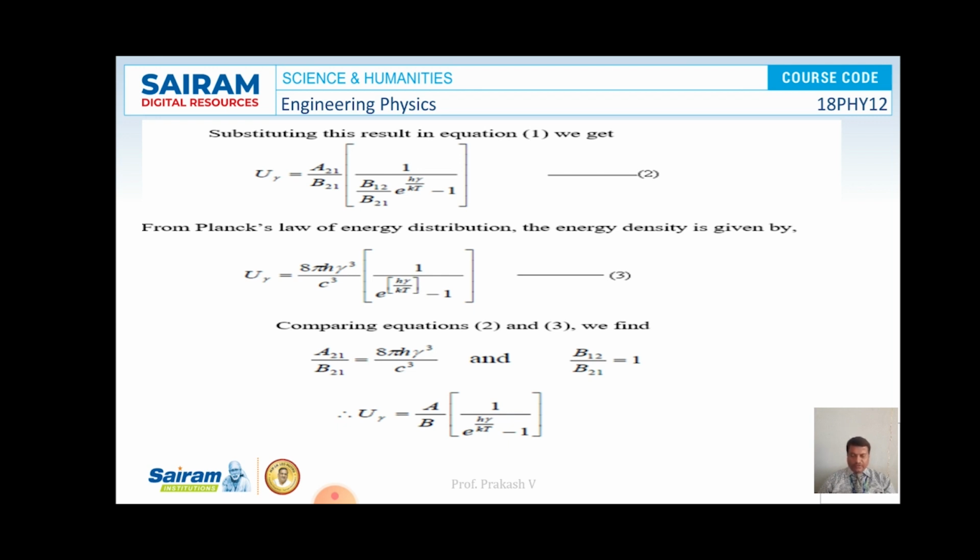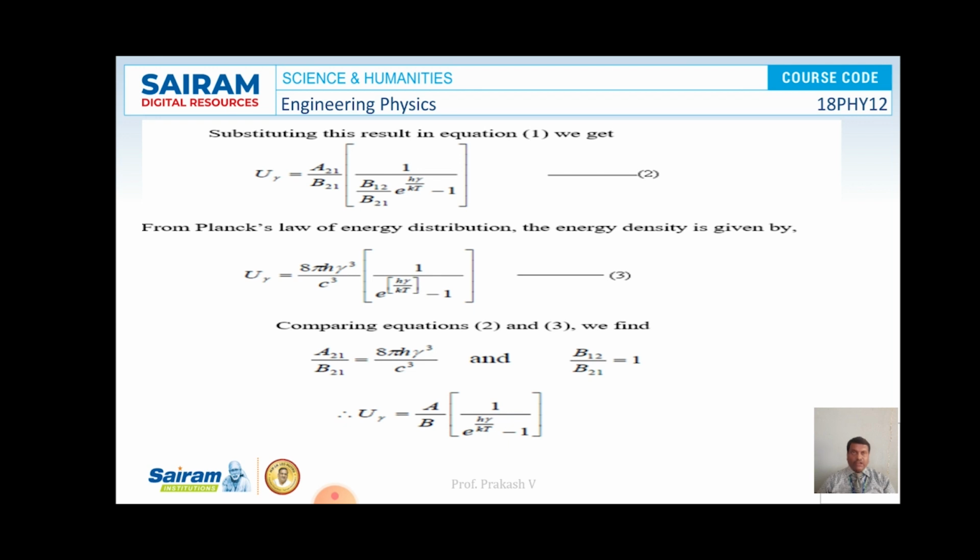From Planck's law of energy distribution, the energy density is given by U mu is equal to 8 pi h mu cube by c cube into 1 by (e to the power of h mu by kT minus 1). Consider that as equation number 3. Now by comparing equation number 2 and 3, we can write A21 by B21 is equal to 8 pi h mu cube by c cube. That is equation number 4. And B12 by B21 is equal to 1, which you can consider as equation number 5.